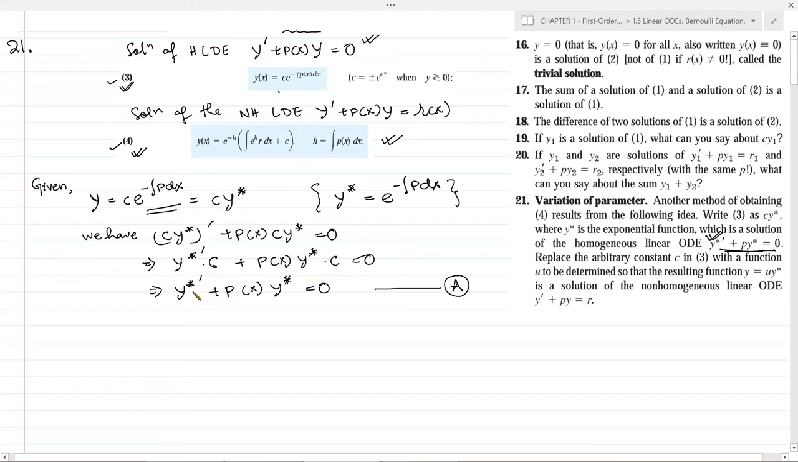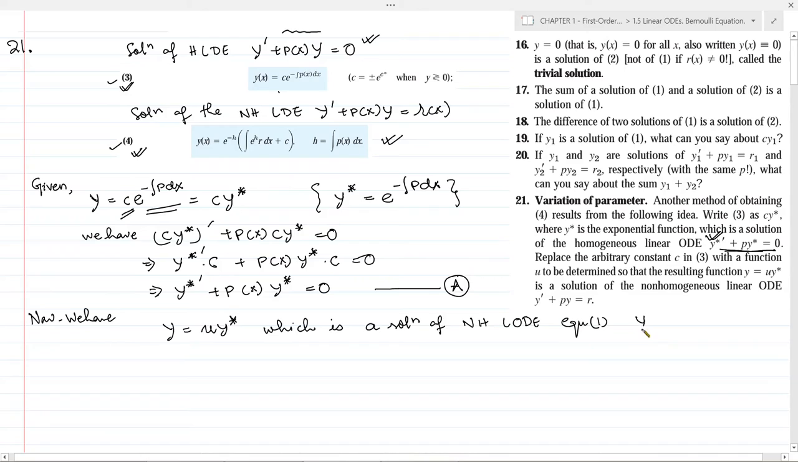Next, the question is saying to replace this arbitrary constant c with an unknown function u, which is to be determined so that the resulting function u y star is a solution of the non-homogeneous linear ODE. So now we have y equal to u y star, which is a solution of the non-homogeneous linear ODE, that is equation 1 of the book, which is of the form y dash plus p y equal to r.